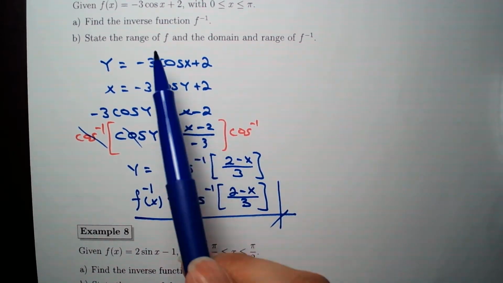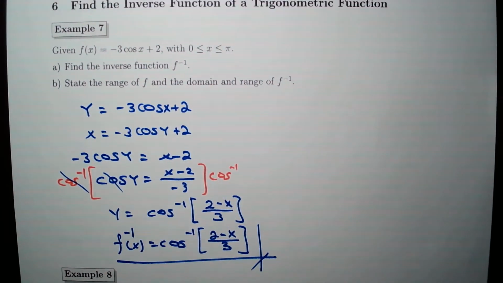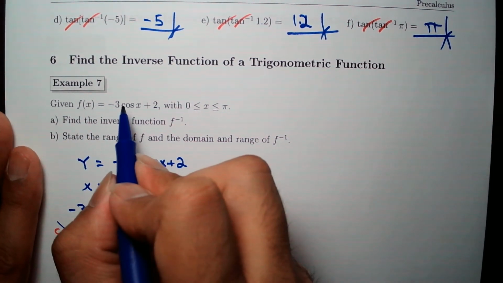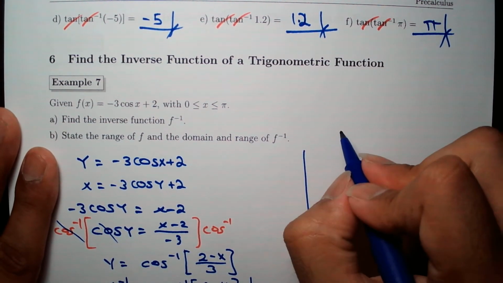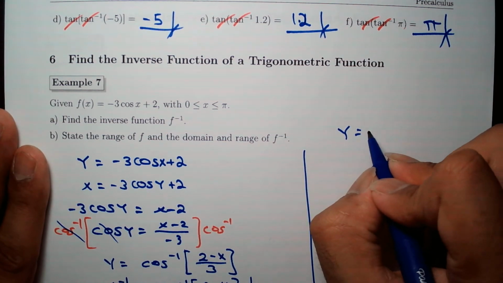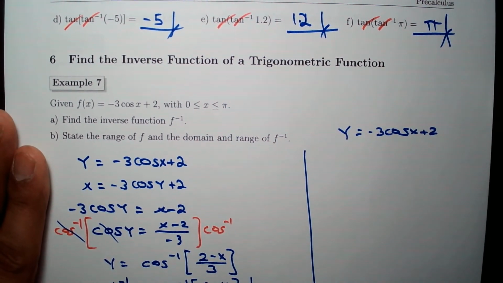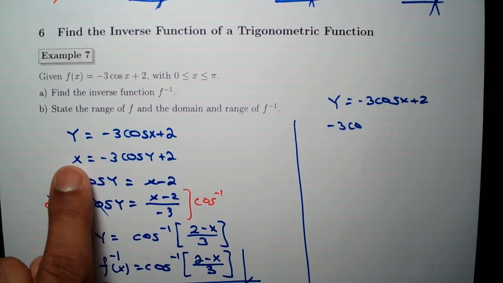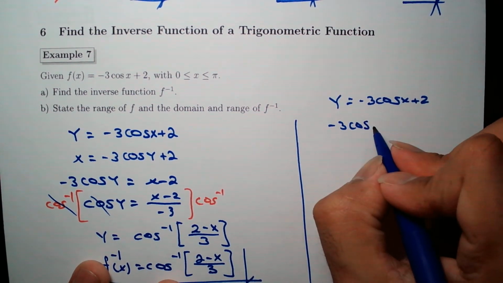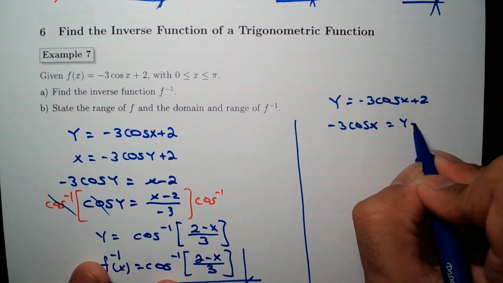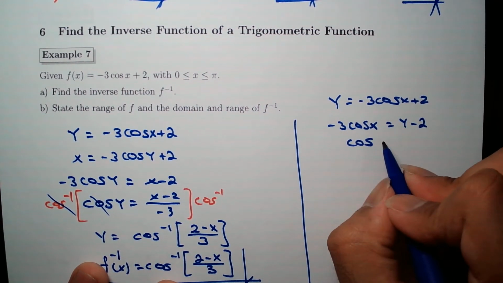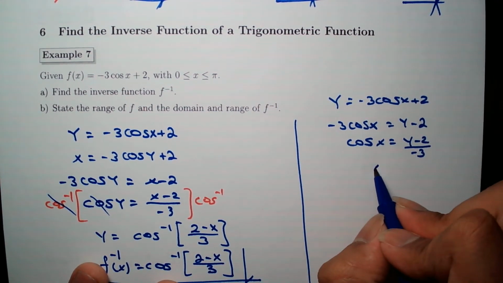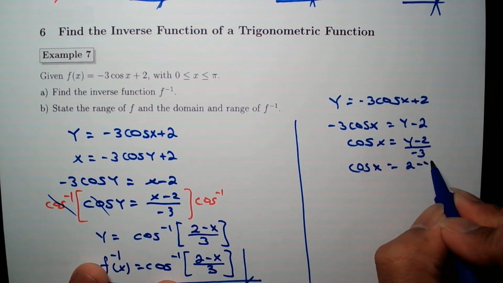Alright, let's state the range of f and the domain and range of f inverse. Well, we need to find the range of the original function. So what I'm going to do is have again y equals negative 3 cosine of x plus 2. And then I'm going to solve for the trig function. So that's negative 3 cosine x equals y minus 2. Notice in this case, I'm not interchanging x's and y's. I'm just solving for cosine for a reason I will show you in a minute. Cosine of x equals y minus 2 over negative 3, which is the same as saying 2 minus y over 3.